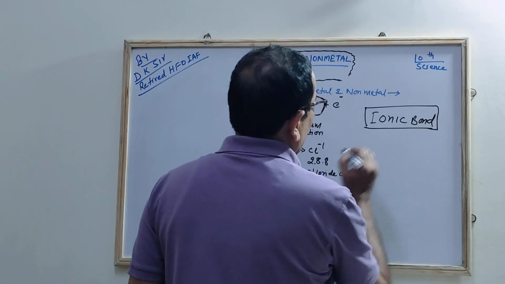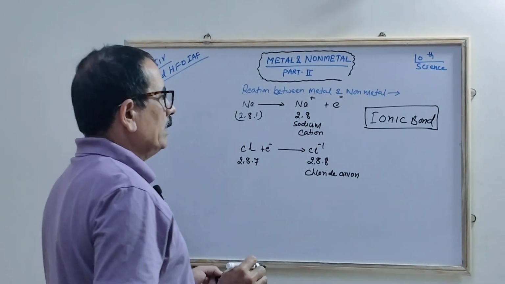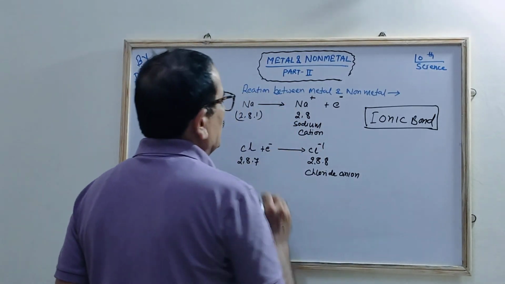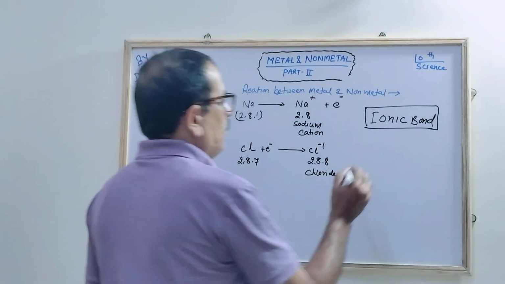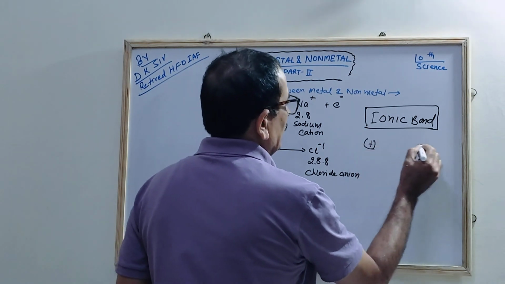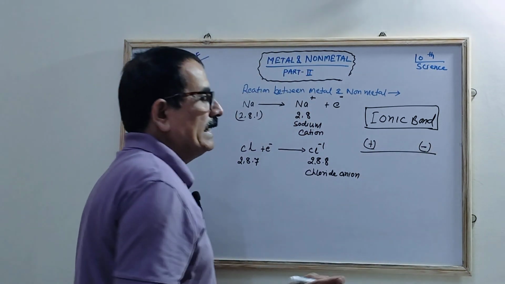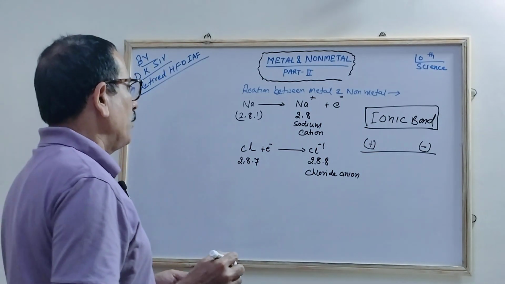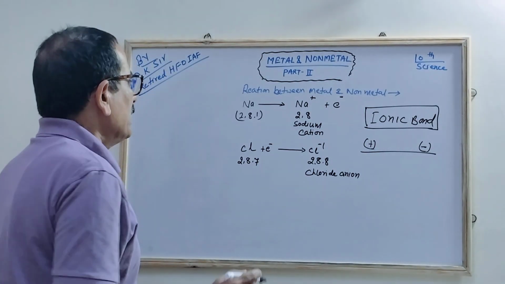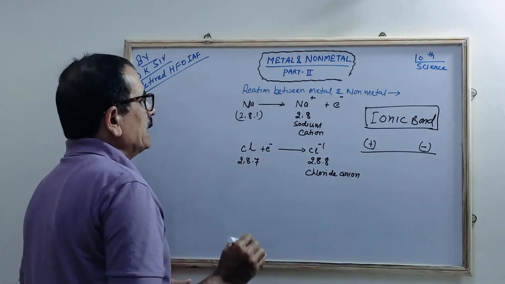The ionic bond is the bond in which two different elements make a bond, a positive and a negative, forming ions, correct? So here we will see how the chemical reaction between a metal and a non-metal takes place. We see sodium is a metal.